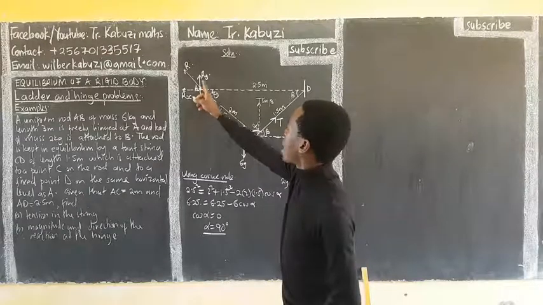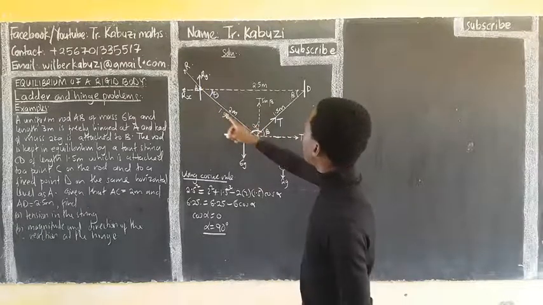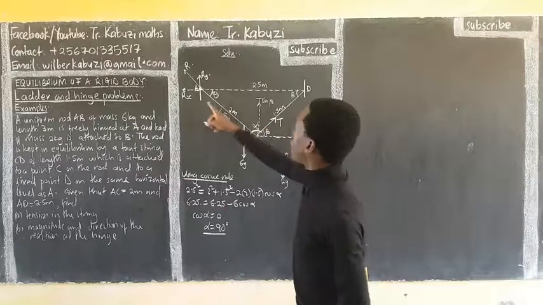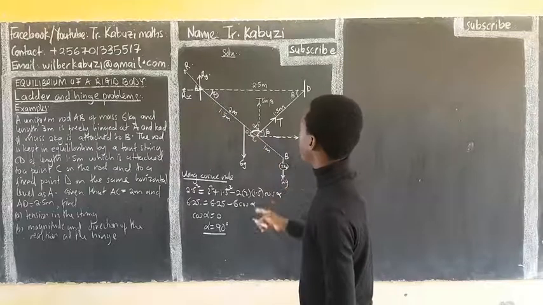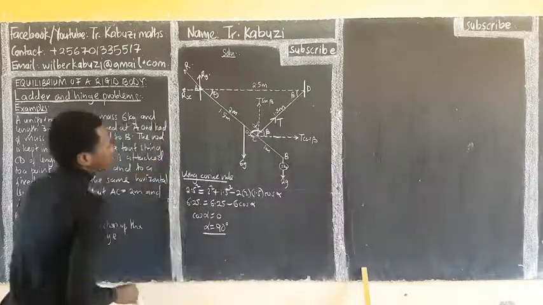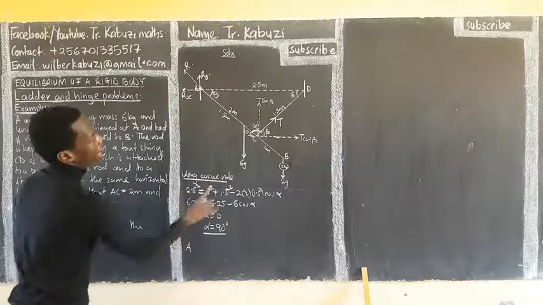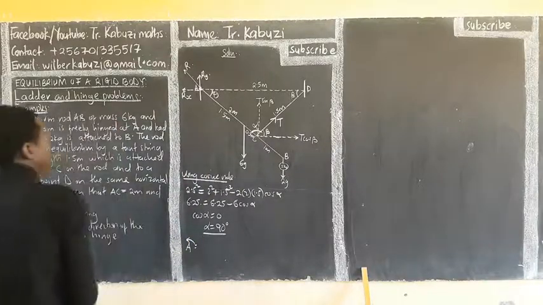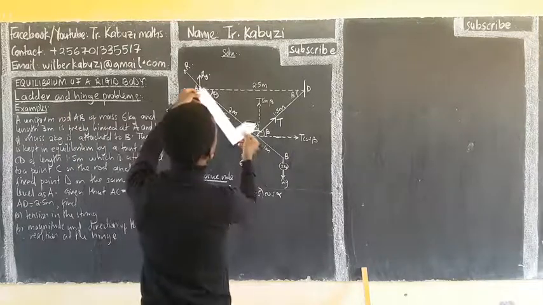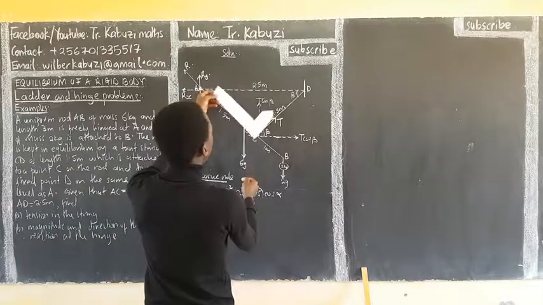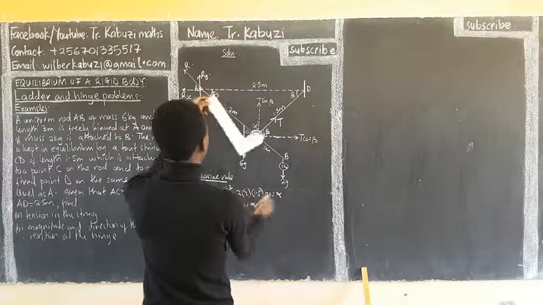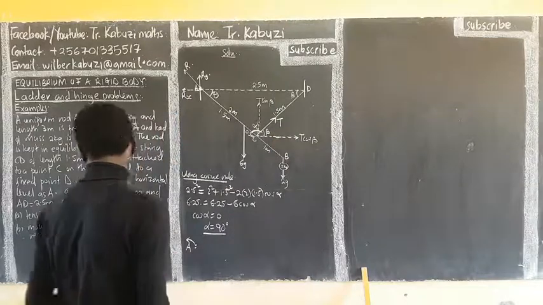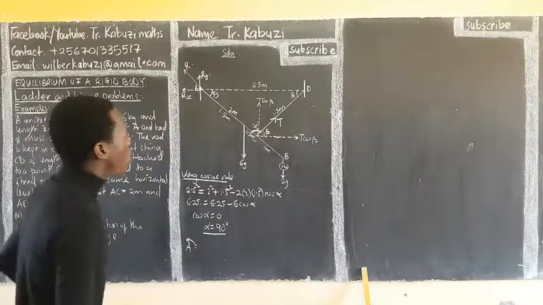When I take moments at A, I can see that the only thing which is going to be surviving is this, and the perpendicular distance is going to be equal to the sum of the remaining. So taking moments at A, you see anti-clockwise in that direction. From here, you see this force T is going to act in the other direction like that. So it's anti-clockwise. Then this one is going to be acting clockwise, and this one is going to be acting clockwise. So we shall use the principle of moments.